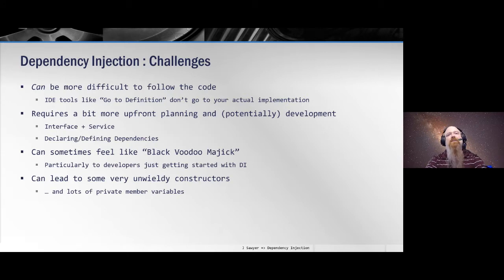It can also sometimes feel like black voodoo magic. This is particularly true when you're first getting started with dependency injection. You have these things just being handed to you, and where are they coming from, and how is all this working, and how am I getting my repository? So it can feel like black voodoo magic for those of us who are real control freaks, and being developers, we tend to be. That can be a little disconcerting, but once you get used to it and understand how all this is working, it can be pretty straightforward.